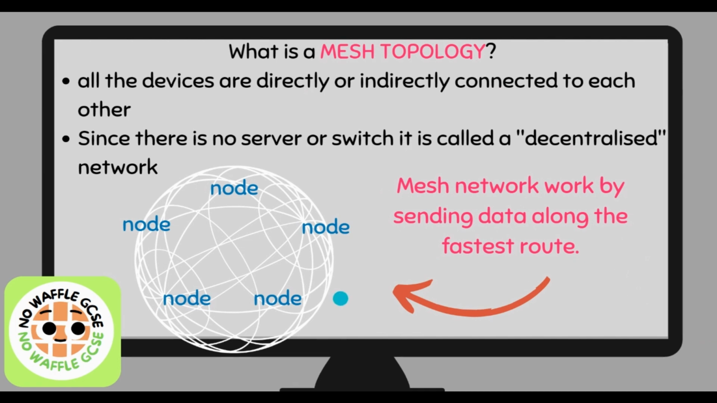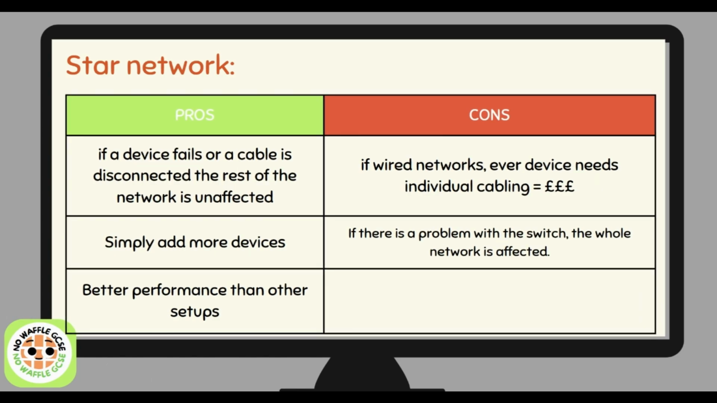Now, for the exam, you may be asked to talk about the pros and cons of both the star and mesh topologies. So let's go through them. Pros for the star are that if a device fails or a cable is disconnected, then the rest of the network is still maintained, it's unaffected. Also, if you wanted to add more devices, you can just easily do that, and it often has better performance than a lot of other setups.